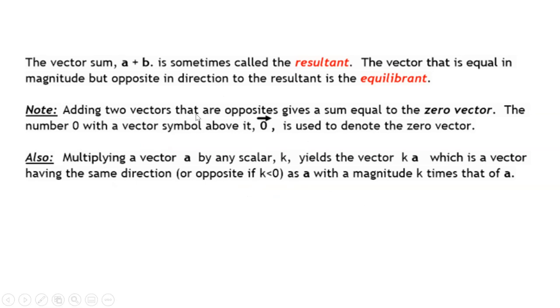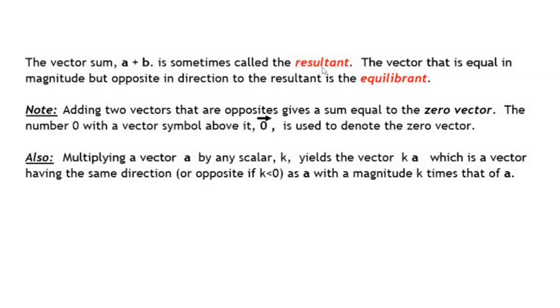So the vector sum, a plus b, is sometimes called a resultant vector. Resultant meaning what you get when you put two vectors together. The vector that is equal in magnitude but opposite in direction to the resultant is referred to as the equilibrant. So when you have two vectors that you add together, we call that the resultant.